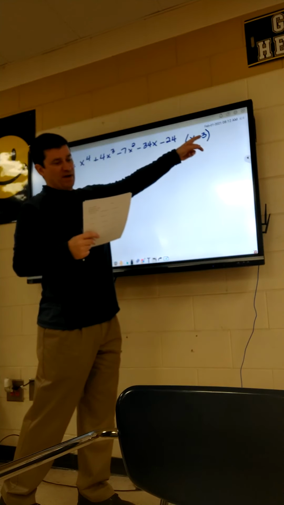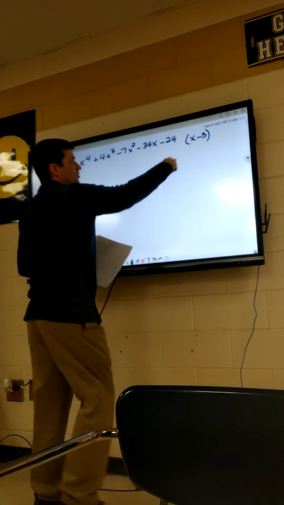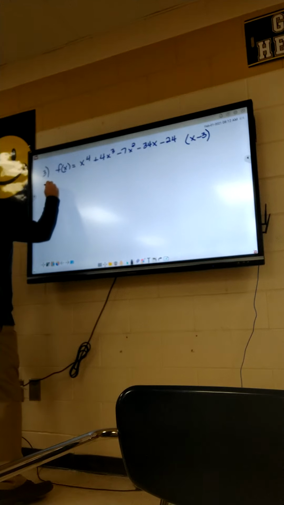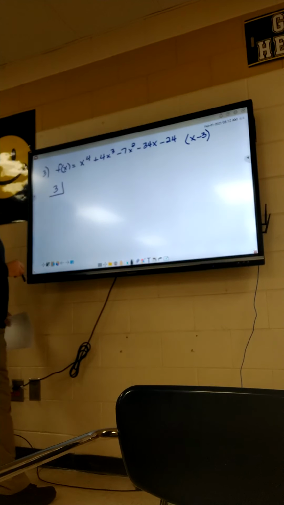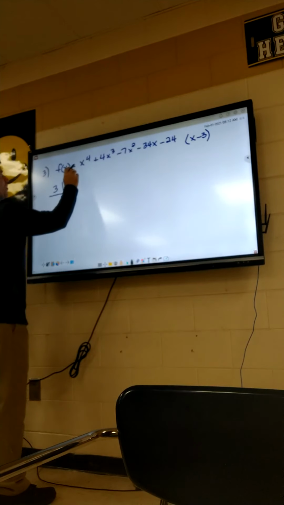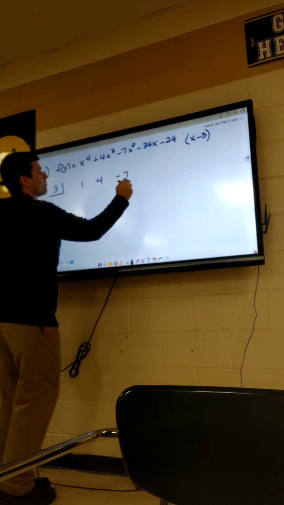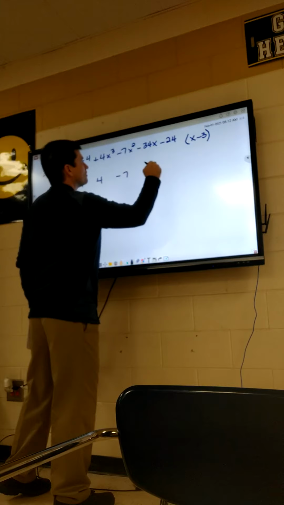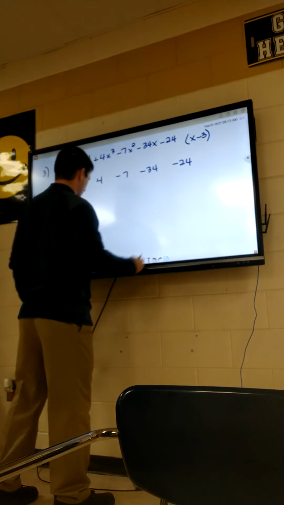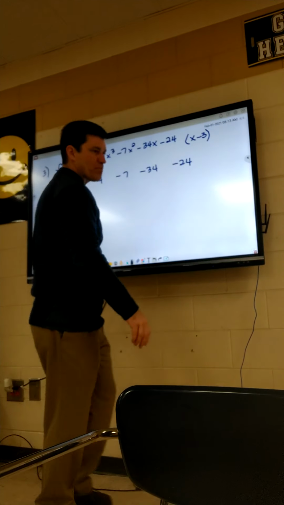When it gives you x minus 3 at the end of the problem, if you set that equal to 0 and move minus 3 over, that means positive 3 is going to go in the box. You did this last year. I'm going to bring down 1, 4, -7, -34, and -24.